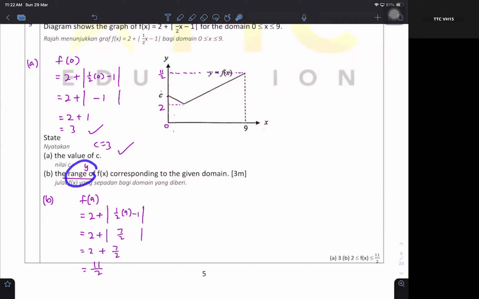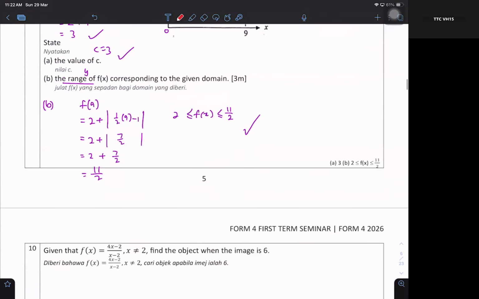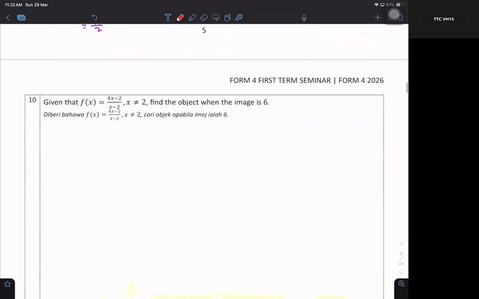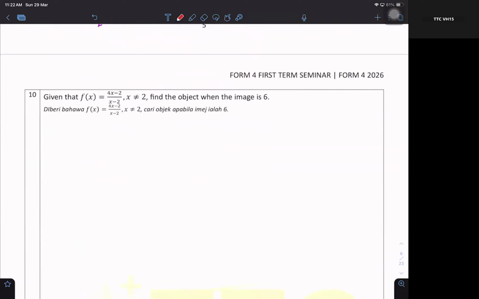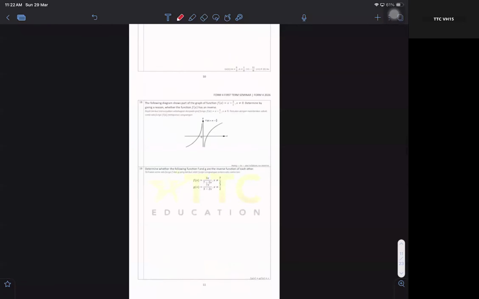So the range means the y max, right? So it's between 2 and 11 over 2. So f(x) is in between 2 and 11 over 2. Okay, good. Okay, let's continue. We try to do as many as we can.